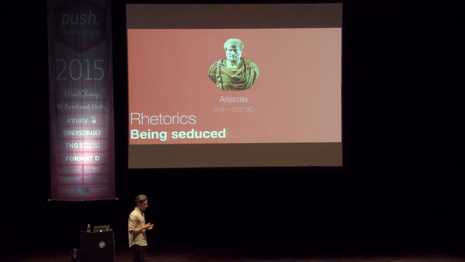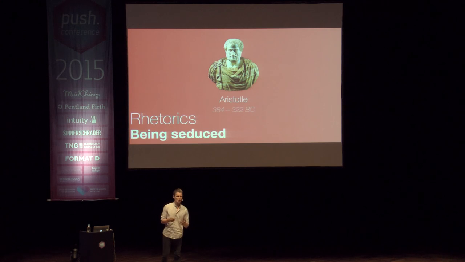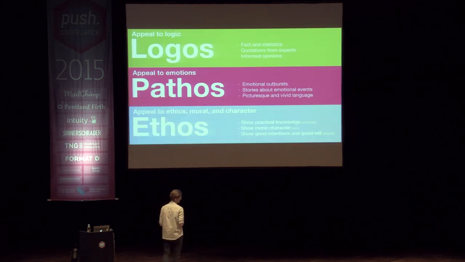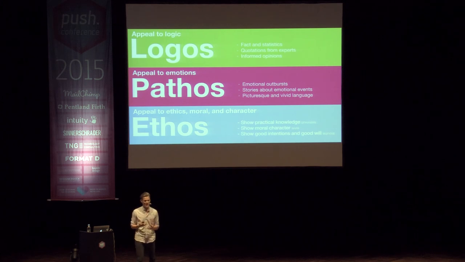And he talked about what makes a persuasive argument. He talked about public speaking, but if you want to have a speech and you want to persuade your audience, what do you do? He talked about three different appeals. Now this is Greek, but he called them logos, pathos, and ethos. So logos is all the rational stuff, the facts and statistics, informed opinions. Ethos is that you show that you know what you're talking about, that you have the merits to claim that whatever you're saying is true.